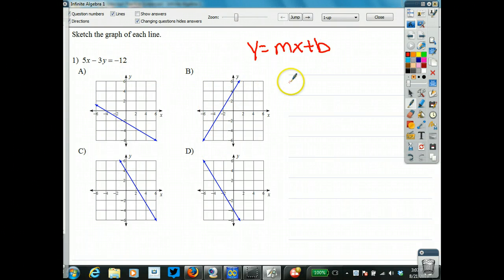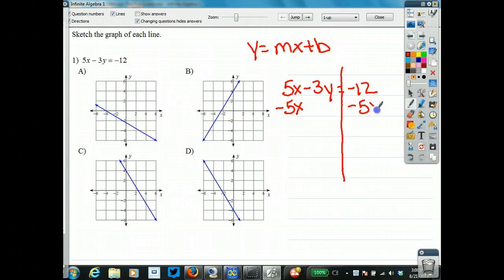Let's look at this one. You've got 5x minus 3y equals negative 12. If I want to get my y by itself, I've got to move something. I still have my x, and it's still kind of in the way over here. So the first thing I want to do is draw my line of scrimmage. In order to move the 5x, I want to move that whole thing. So I'm going to go minus 5x from this side, minus 5x from this side.